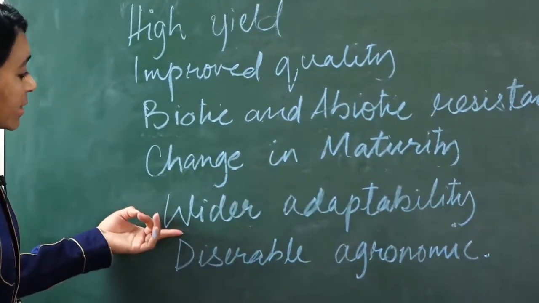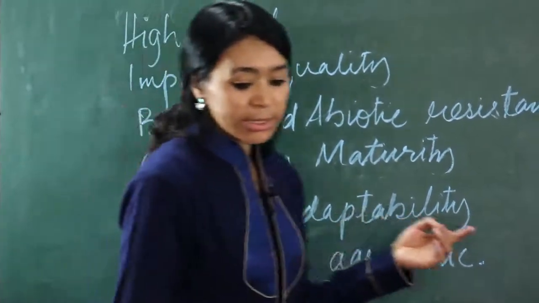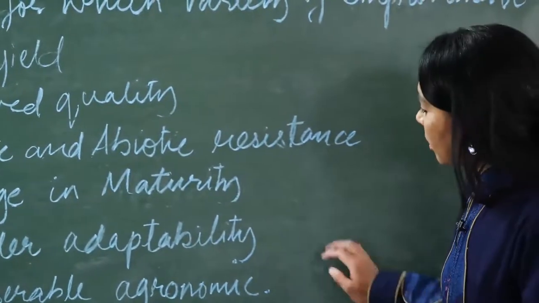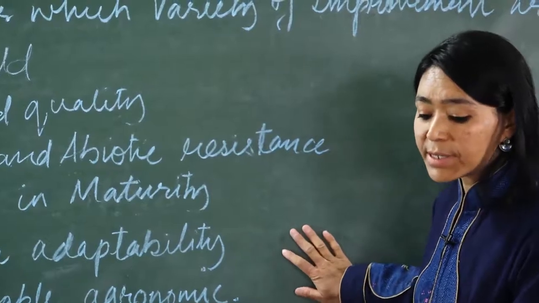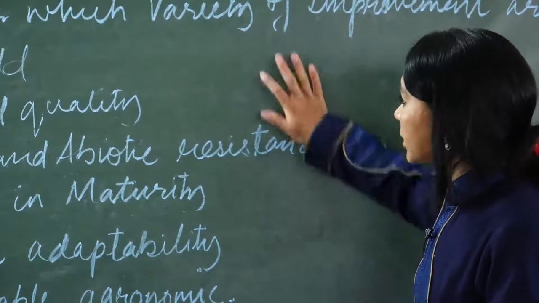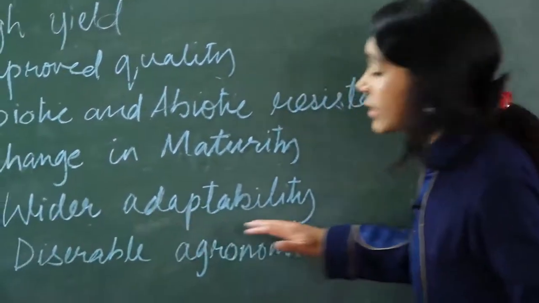So another is the wider adaptability. Wider adaptability means they can adapt in different, diverse environments. So they can adapt in any environment. So this new variety should adapt. That means it has wider adaptability.